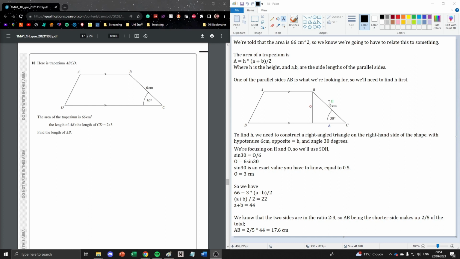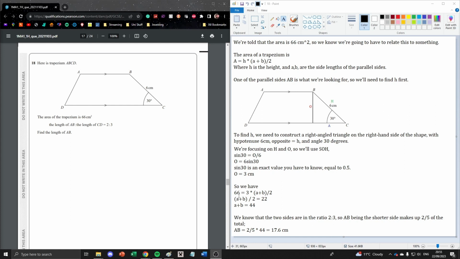So looking for O and H, we're going to use SOH from SOHCAHTOA, so sine 30 is equal to O divided by 6. And we can rearrange that, multiply both sides by 6 to say that O, the height, is equal to 6 sine 30. Now, this is obviously a non-calculator paper, but sine 30 is one of the exact values that you do have to know, and sine 30 is equal to 0.5. So obviously 6 times 0.5, O, the height, is 3 centimeters.